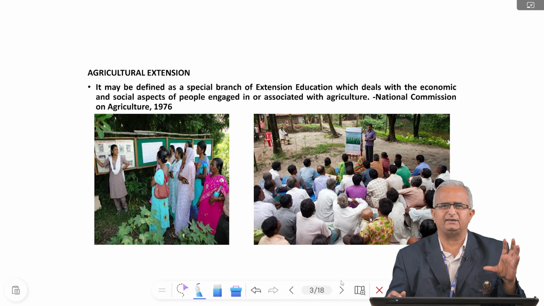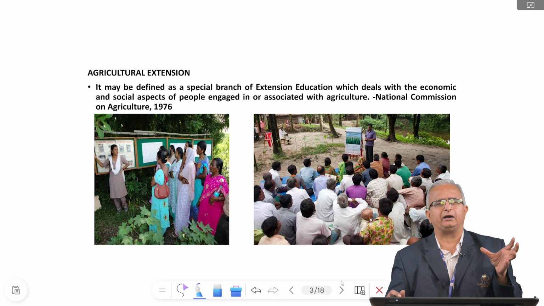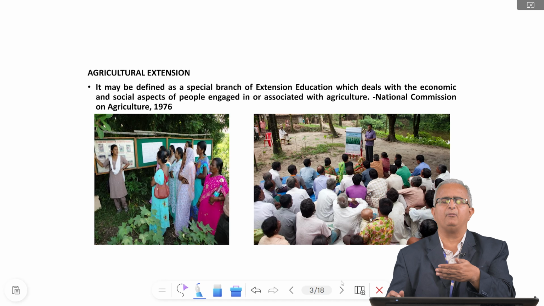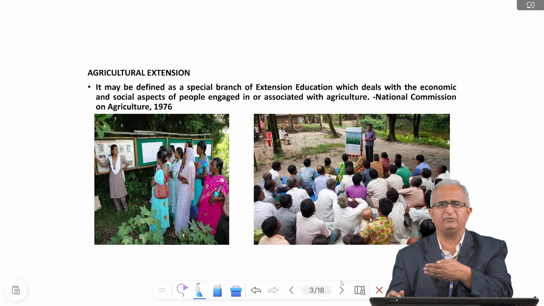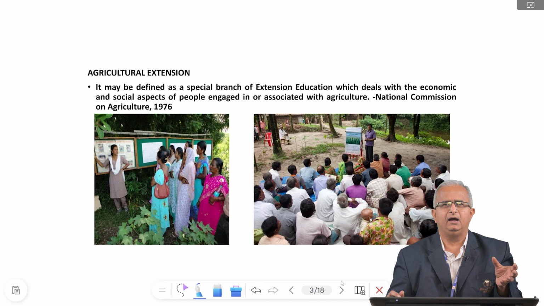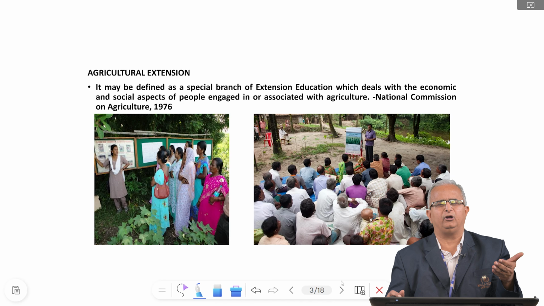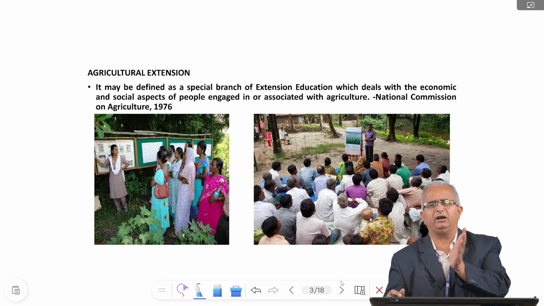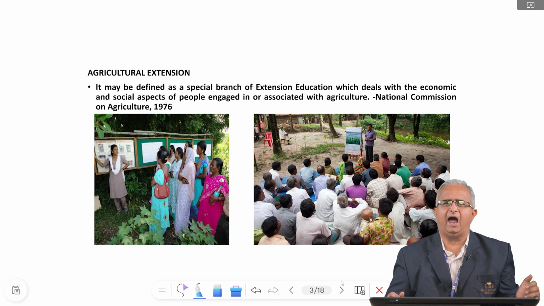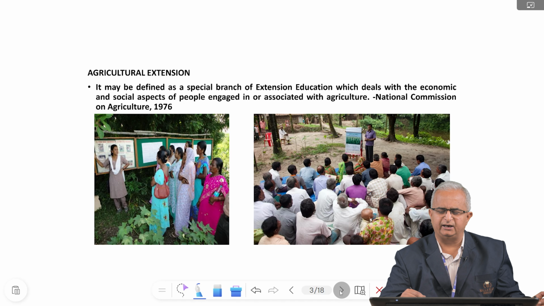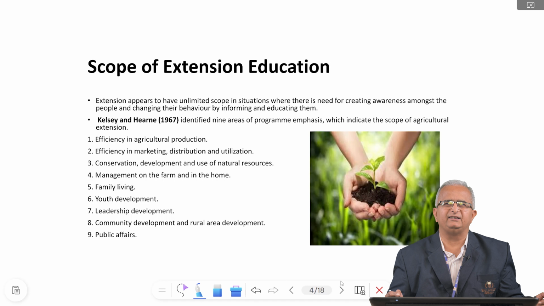Whatever technologies the scientists develop, those technologies will be transferred to the farming community, and in turn, whatever problems the farmers are facing, those problems will be given to the scientists. It is a two-way channel, where the scientific technology from the scientists will be communicated to the farmers, and from the farmers the problems will be given to the scientists. That's why it is unique compared to the other disciplines.